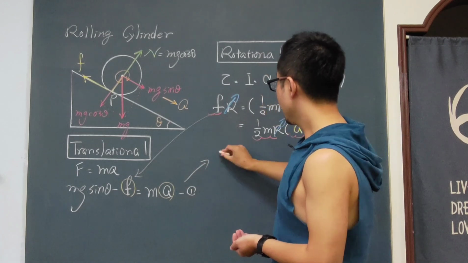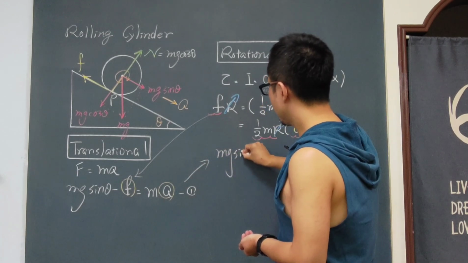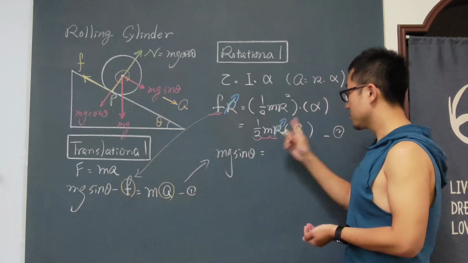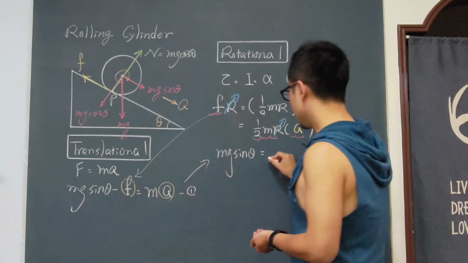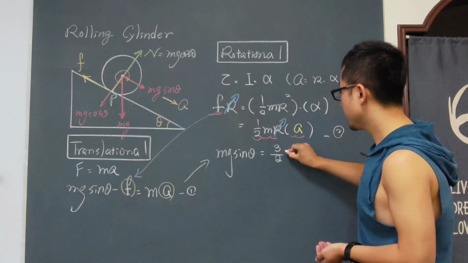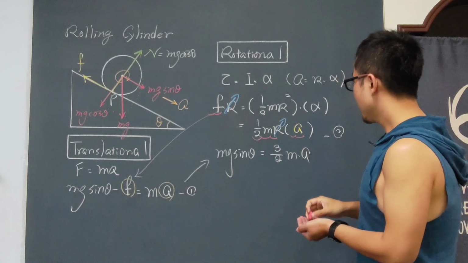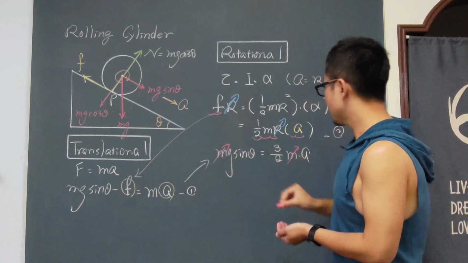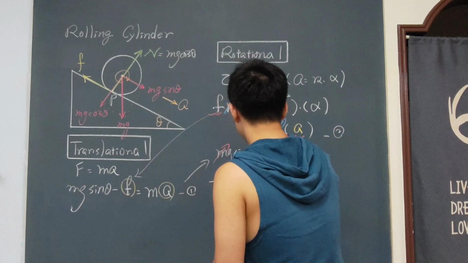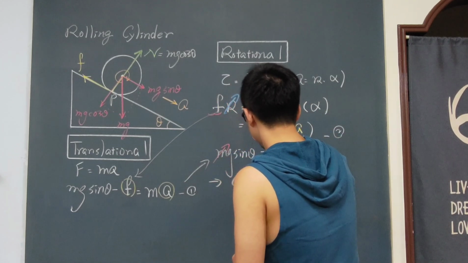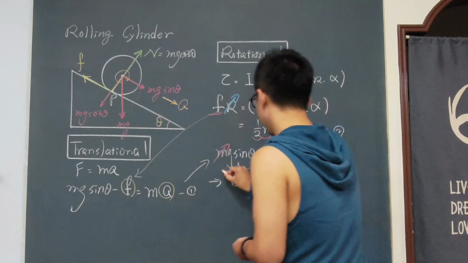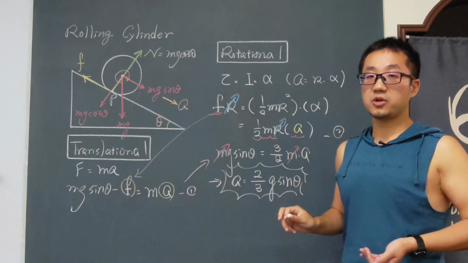So now I got the mg sine of theta is equal to the friction plus ma, and the friction is 1/2 ma. So the total is 3/2 ma. So let's cancel the mass. So I now get the acceleration. The acceleration should be 2/3 g sine of theta. Done. So this is how we solve the rolling problem.